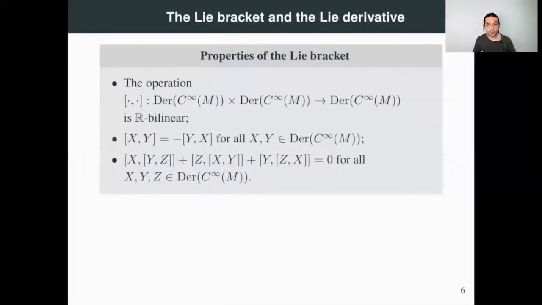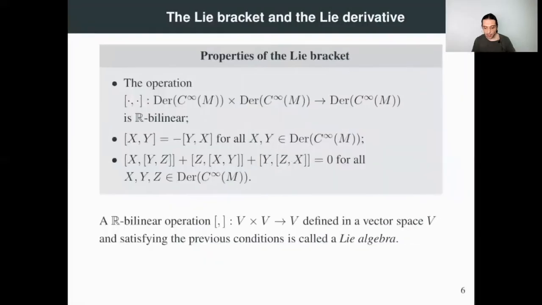The Lie bracket satisfies the following properties. The first one is that it's bilinear, okay? This is obvious from the definition. Then we have this one, which is also obvious from the definition. The Lie bracket is antisymmetric, so the Lie bracket of X and Y is minus the Lie bracket of Y and X. Okay, and finally, we have this identity, which is called the Jacobi identity, that we can check directly. And that says that the Lie bracket of X and the Lie bracket of Y and Z, plus the Lie bracket of Z and the Lie bracket of X and Y, plus the Lie bracket of Y and the Lie bracket of Z and X, the sum of all these Lie brackets is going to be equal to 0, okay?